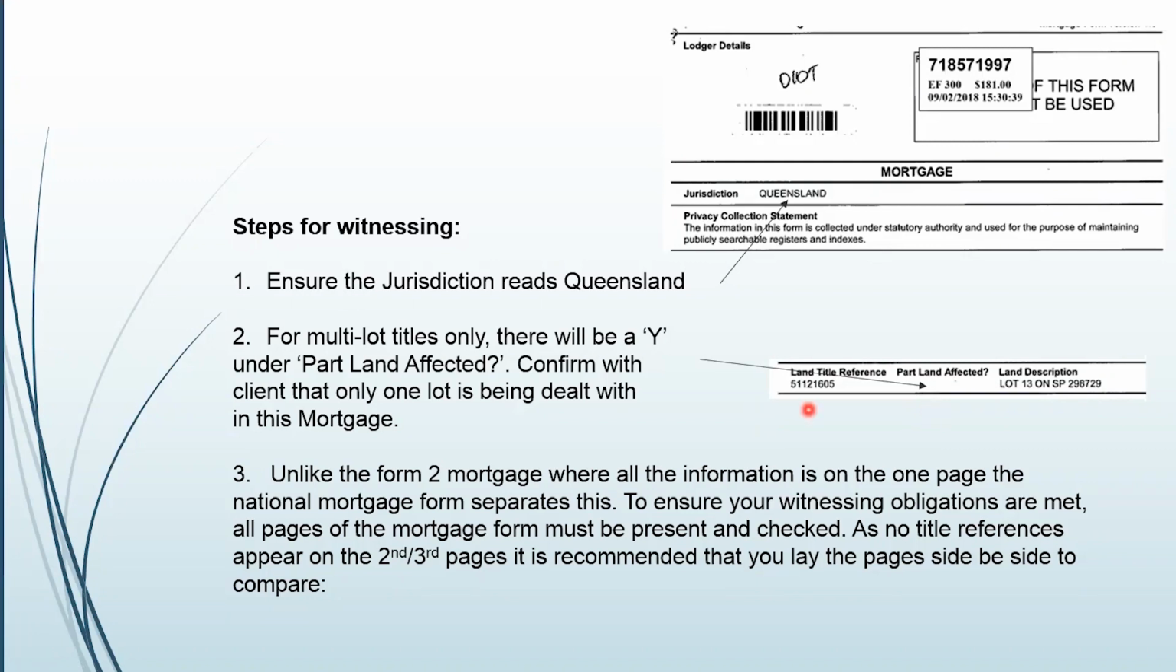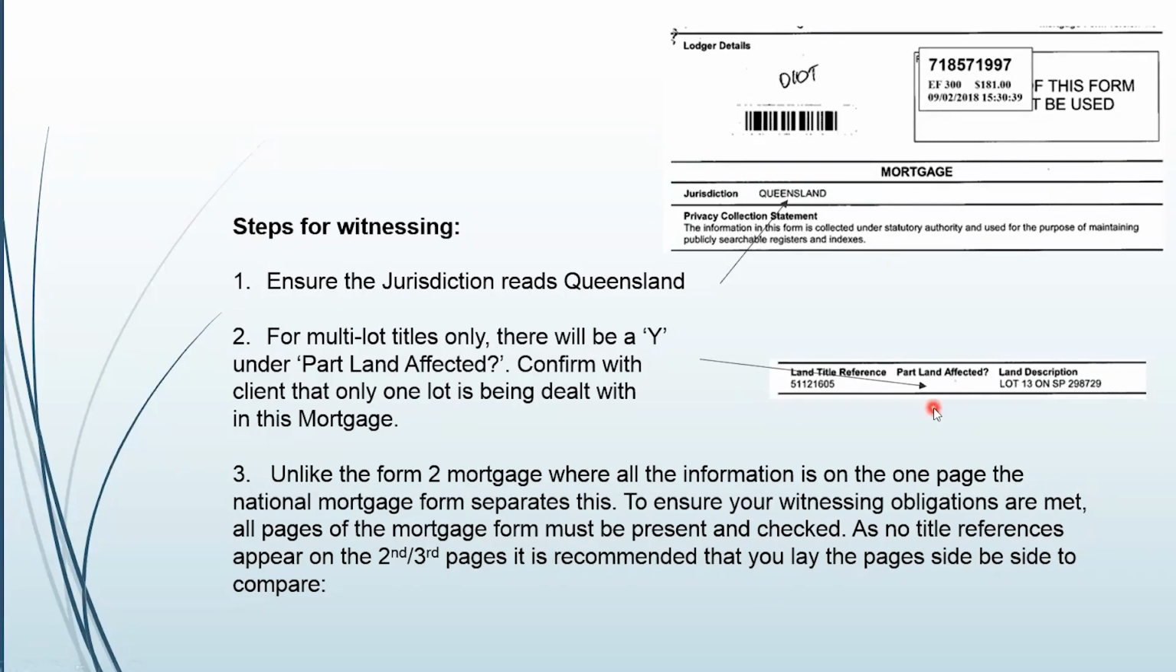If there is a yes there, we recommend you confirm with the client that only one lot is being dealt with in this mortgage. So this question is asking, there are actually 2 lots on one title, and they're only selling one of those lots. So that's why they've put a yes in that box.